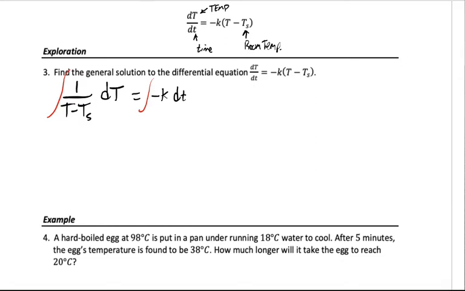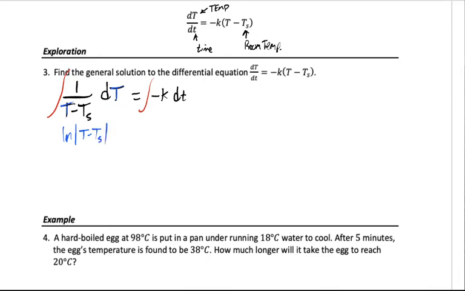So as far as we're concerned, this Ts is a constant temperature. Like the temperature of your room right now is like 70 degrees. It's not changing. So our variable that we're integrating over is actually just T, and we're assuming Ts is a constant. So we're just going to end up with natural log of T minus that constant.